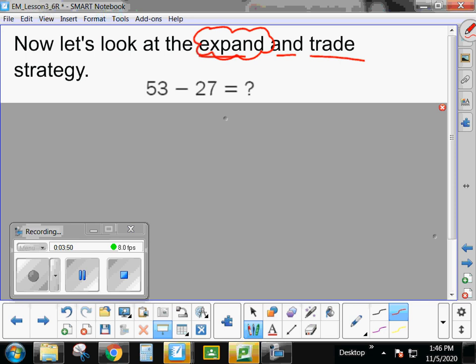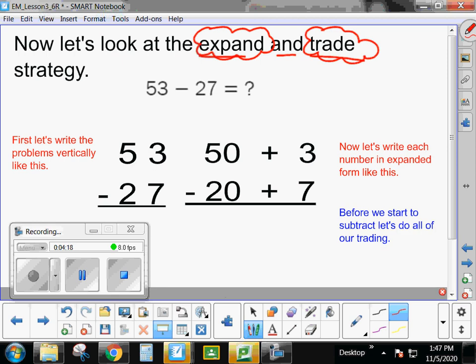And then trade. Okay, we just traded base 10 blocks, didn't we? When we didn't have enough ones, we went over and traded a 10 for some ones. If I don't have enough 10s, what do I do? I go get them from the hundreds and I trade them. So this strategy is called expand and trade because first you're going to expand the numbers and then you're going to make sure you do all of your trading before you subtract. So let's look at what I mean.